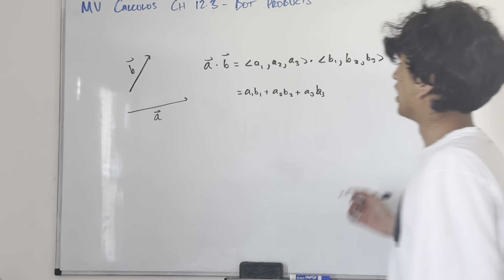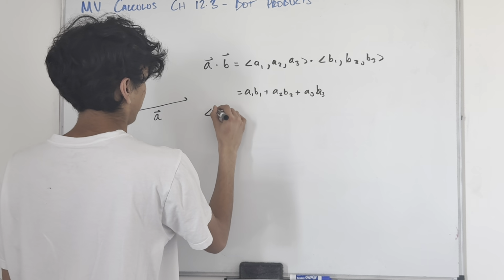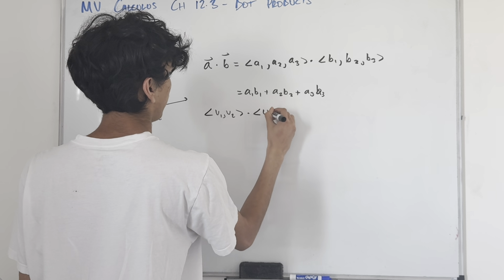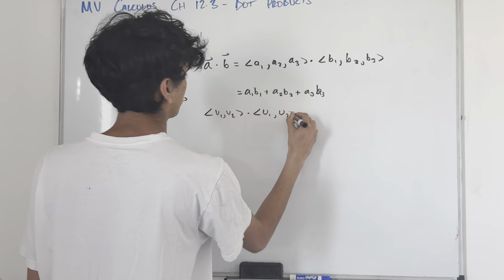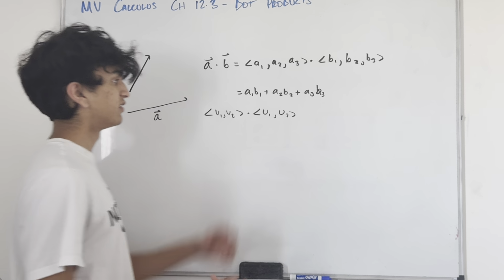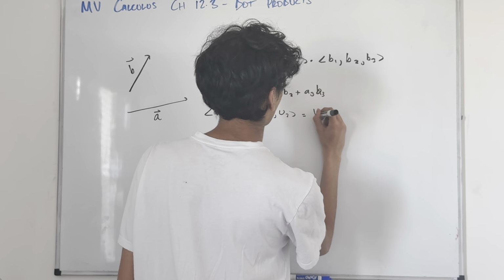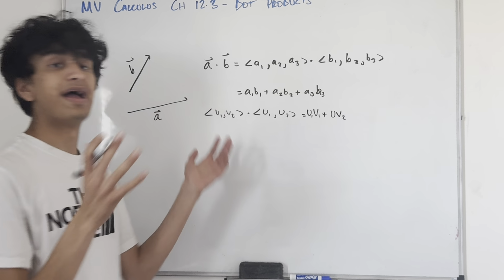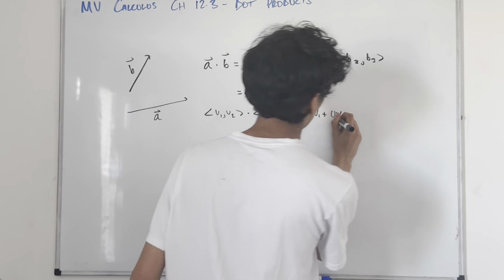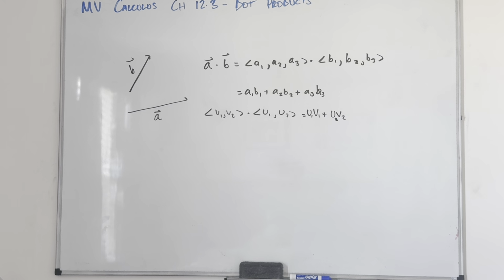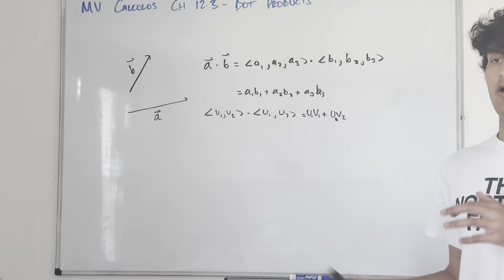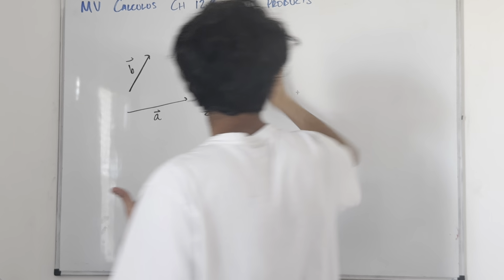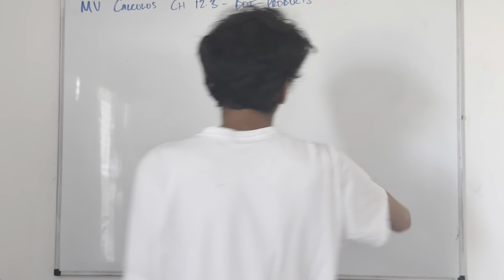If your vectors are v1, v2 dot u1, u2, to no surprise, this would just be the same as doing a dot product, but now with one less dimension. You're not dealing with z components. So this is a dot product, and just like there are properties for adding and subtracting, there are also properties for dot products.